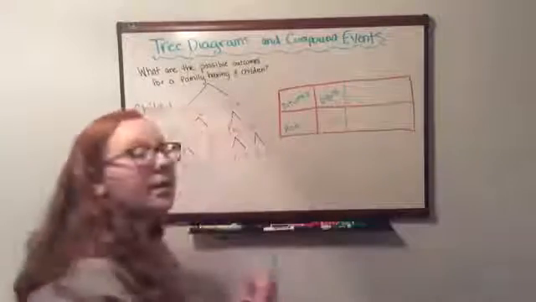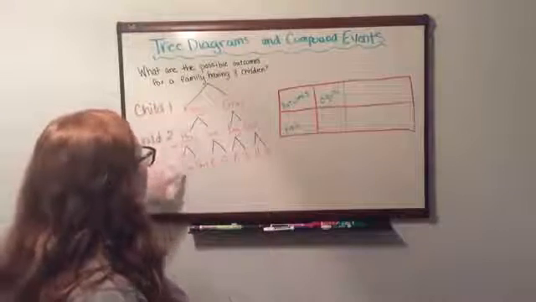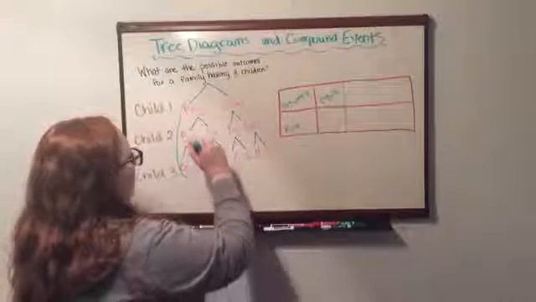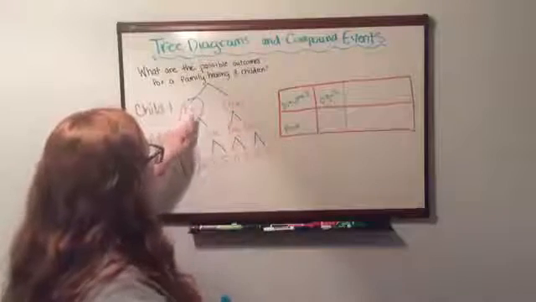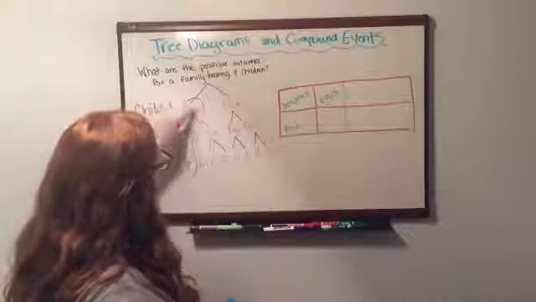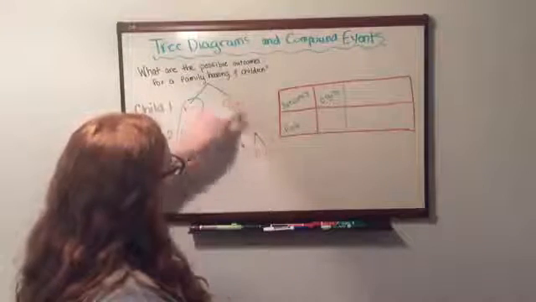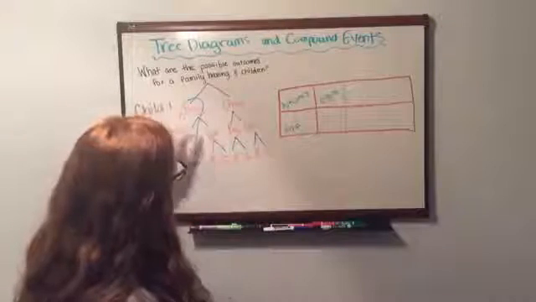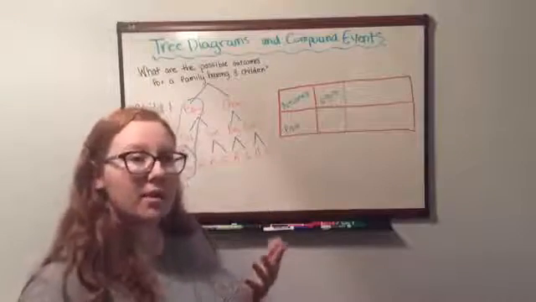Okay, so now let's look at where we have 0 girls. Well, we have 0 girls there. So I'm going to just circle that for myself. Is there any other time that we have all boys? Well, none of those work because that starts with the girl. So, no, that is our only possible way.